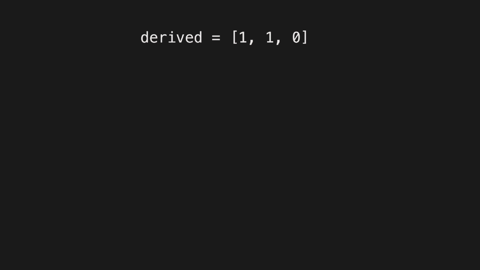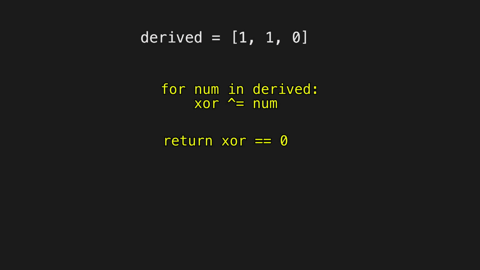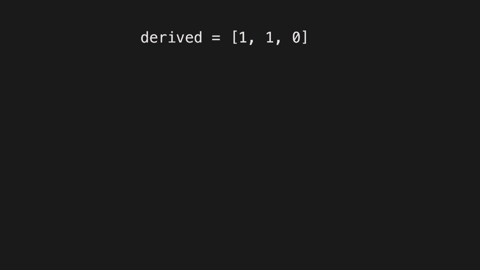So now our approach will be to XOR all the elements in the derived array and check if the result is 0. For example, for the given derived array, the XOR values will be 1 XOR 1 XOR 0, which is equal to 0. So because the XOR of all values in derived is 0, a valid original array will exist. Hence, we will return true. Now the time complexity reduces to O of n because we go through each element in the derived array only once, and in terms of space complexity, it will be O of 1 because we are using only a few variables. Now let's quickly jump into the code part.